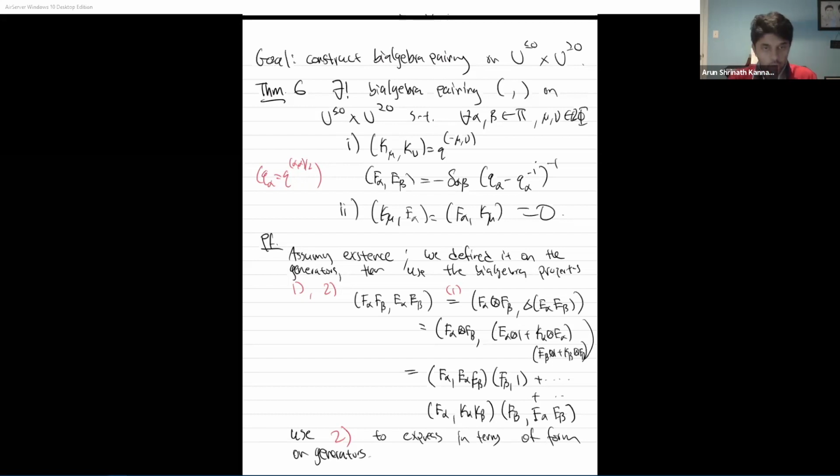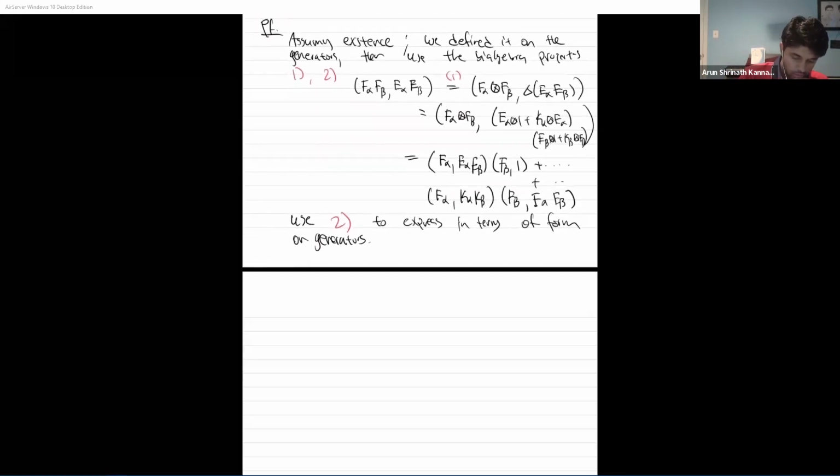Okay, so I hope that's clear about the uniqueness. So now let's actually do existence. In order to do existence, we're actually going to first construct a form on u twiddle 0. You may remember it, but I will remind you.